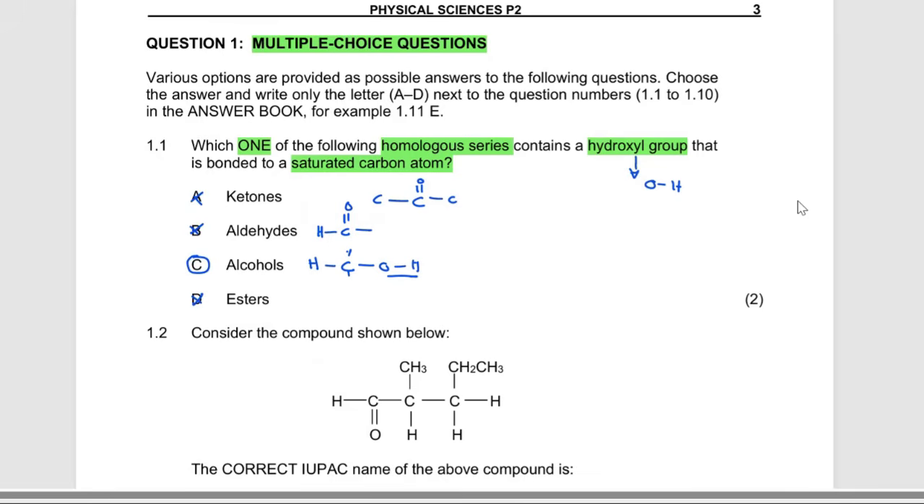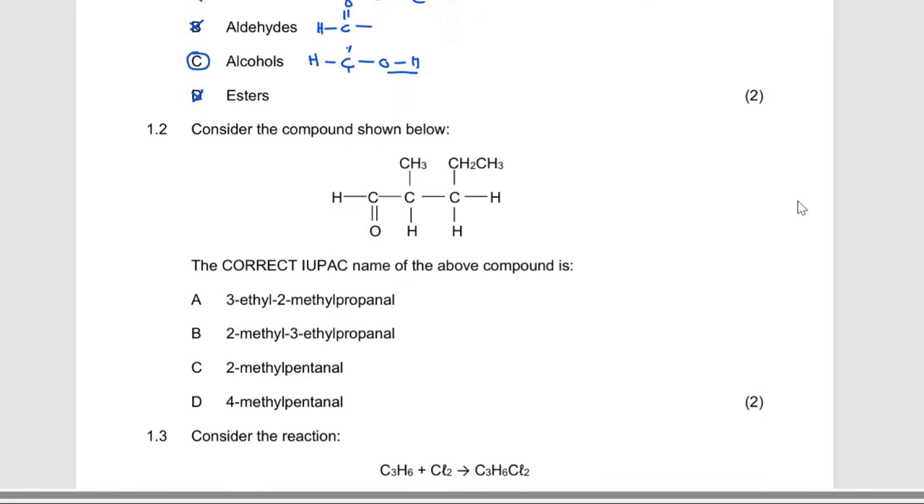Then moving on to 1.2. Consider the compound shown below. We're looking for the correct IUPAC name of the above compound. If we look at this functional group, we can see this one is an aldehyde. So this is the functional group of aldehydes. In terms of numbering, we're supposed to number from the side closest to the functional group. So I'm going to start numbering my carbons as carbon number 1, 2, 3, 4, and 5 in order to get the longest chain.